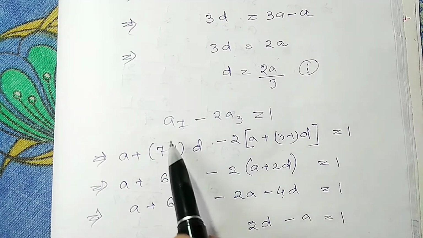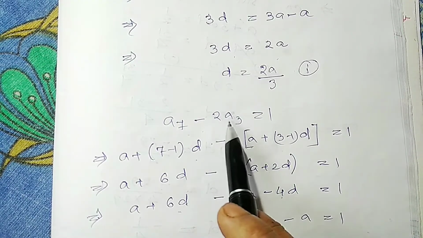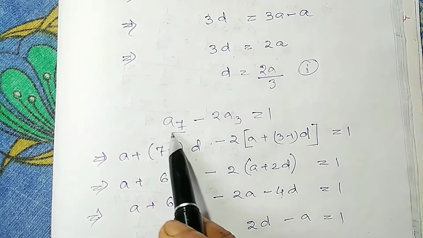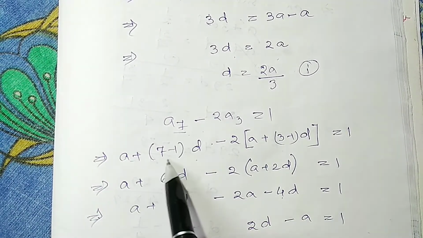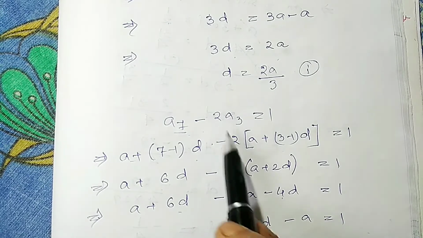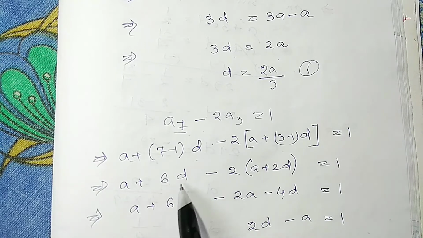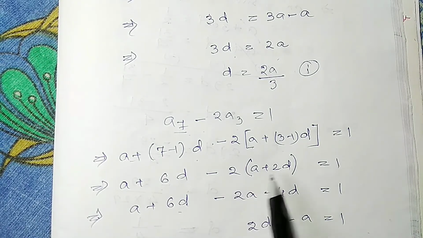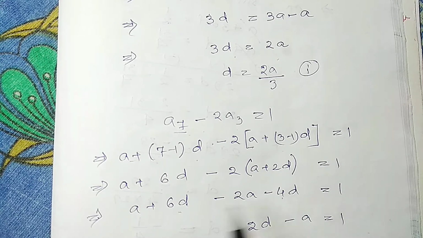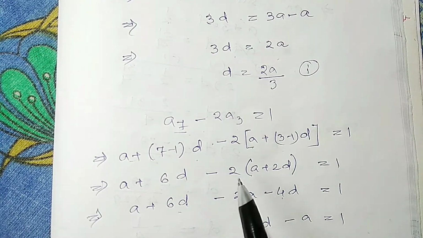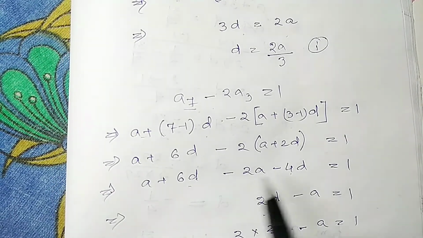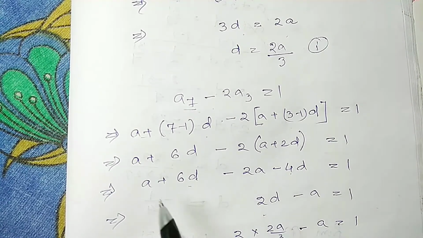The second condition: a7 minus twice a3 equals 1. If you use the formula, a7 is a plus n minus 1 into d, minus twice a plus 3 minus 1 into d, equals 1. A plus 6d minus 2 into a plus 2d, since 3 minus 1 is 2, equals 1. A plus 6d minus twice a minus 4d equals 1. So 6d minus 4d will be twice d. A minus twice a will be minus a, equals 1.